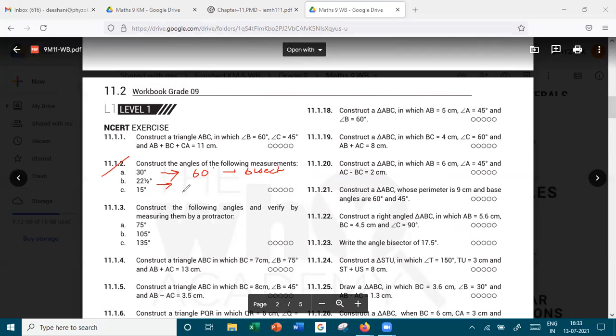Ma'am, we can make a 90 degree angle, then bisect that, which is 45 degrees, and when we bisect 45 degrees, we'll get 22 and a half. Yes, very good, Sohani.